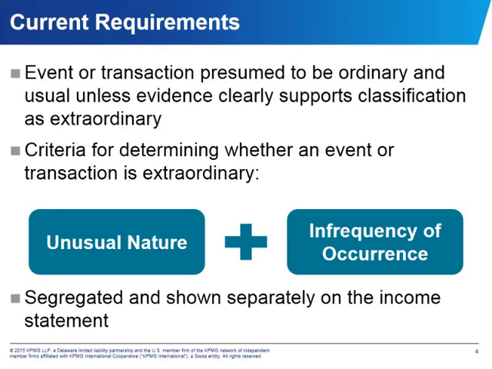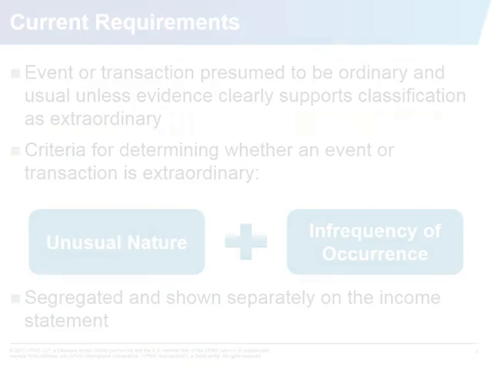If an event or transaction meets these two criteria, an entity is required to segregate the extraordinary item from the results of ordinary operations and show the item separately in the income statement, net of tax, after income from continuing operations. The entity also is required to disclose applicable income taxes and either present or disclose earnings per share data applicable to the extraordinary item.